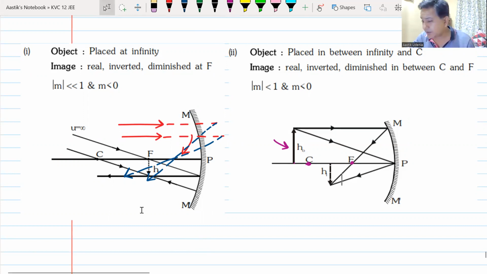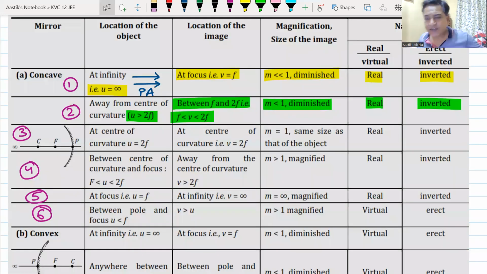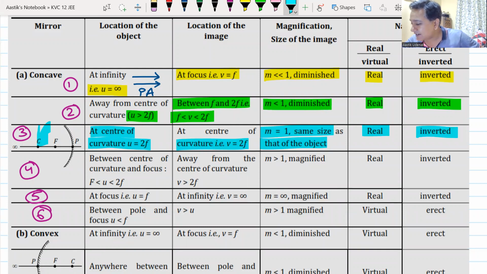You may not have to draw the diagram. This is just to show you that this is how it happens. That takes us to the third position, which is a very intriguing position, because you have the object, the blue one, at the center of curvature. At this point, you will have the image also at the same point, and it is of the same size as the object. It is real and inverted.